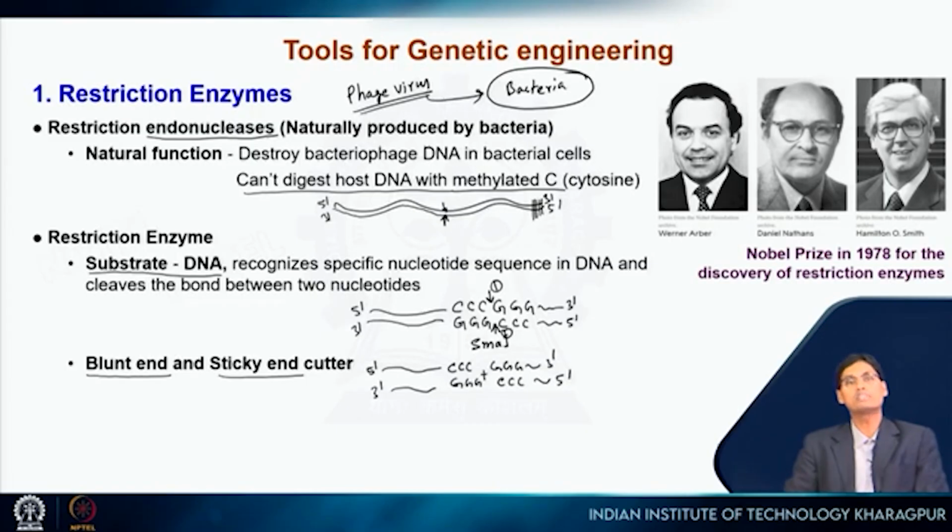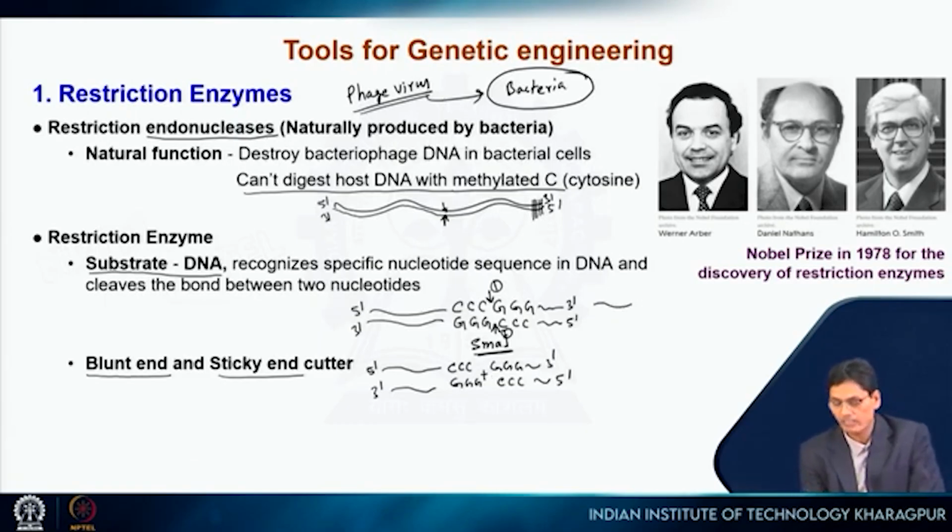So that's why this enzyme, SmaI, is called a blunt end cutter. Because as you can see, the end is blunt, not a sticky end. When I explain the sticky end, you will understand even better. So let me give you one example about the sticky end.